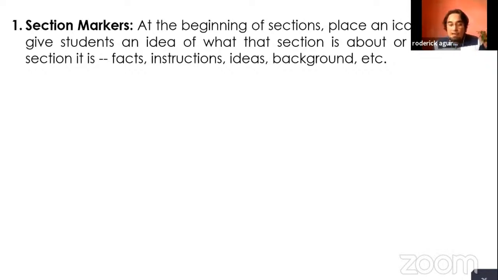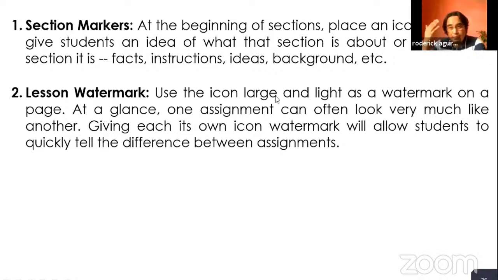Okay? Kung halimbawa, ang lesson po ito sa mathematics ay fractions, pwede pong nakalagay doon ay different types of fractions, nakalagay sa pictures po natin or mga food na mayroong mga cut, and so on and so forth na may mga fractions. That could help our students understand. Fractions of a whole, fractions of, whatever. Okay, section markers. It prepares the mind of the students and it makes them think and it makes them more interested. Next, lesson watermark. The lesson watermark is to use the icon large and light as a watermark on a page.